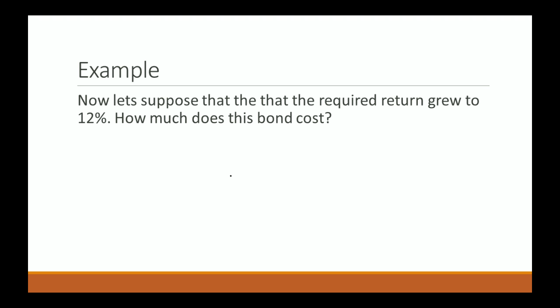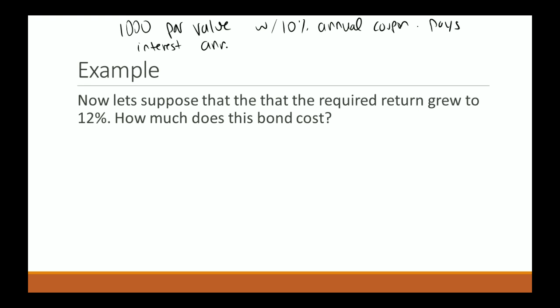So now let's see what happens if the market return is now 12%. So we still have the same problem. We still have a $1,000 par value bond with a 10% annual coupon, pays interest annually. But now the current market rate is 12%. So this bond is paying less than the current market interest rates.